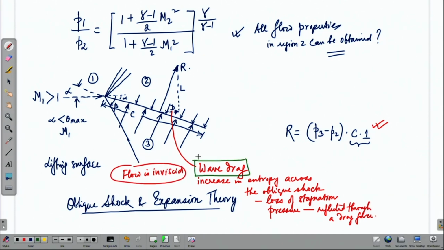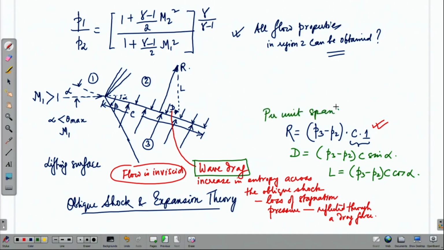How do we get drag? Of course, we just have to take a component of R. So, it will be P 3 minus P 2 C sin alpha. Of course, as alpha becomes smaller, the drag also becomes smaller correspondingly. Lift is worked out like this. Of course, they are per unit span. This is how you would work it out.